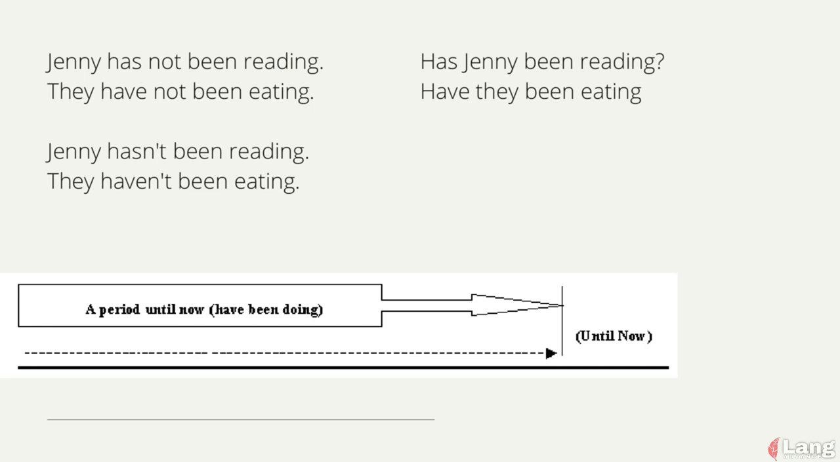Here are some examples of positive, negative, and question sentences side by side so that you can see the difference. Jenny has not been reading. Has Jenny been reading? Jenny hasn't been reading. They have not been eating. Have they been eating? They haven't been eating. For all of these sentences, we're talking about something that somebody has been doing in a past period of time until now. It's possible that they could continue doing this into the future.